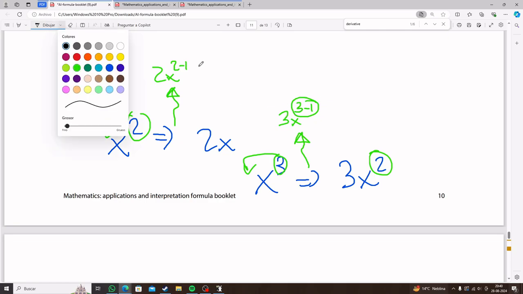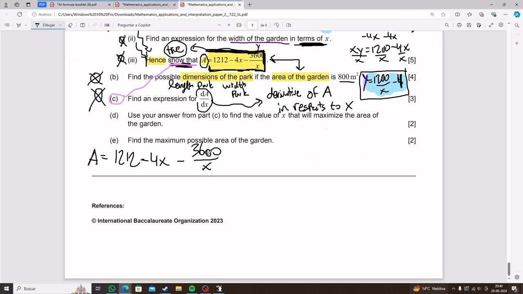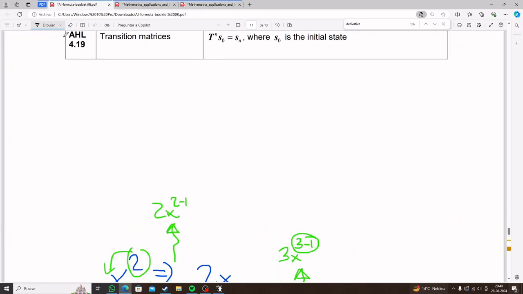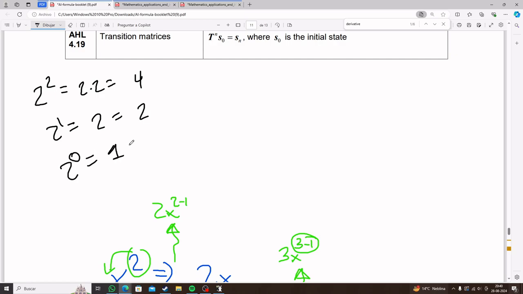Now, the interesting scenario, which is what they throw us immediately, is when the x is below, ¿cierto? So when the x is in the denominator, how does this work as an exponent? Guys, that's the other thing I have to explain very quickly. It's a classic, I always show it. You can skip ahead if you already know, but basically 2 squared is 2 times 2, which is 4. 2 to the power of 1 is 2, and 2 to the power of 0 is 1.